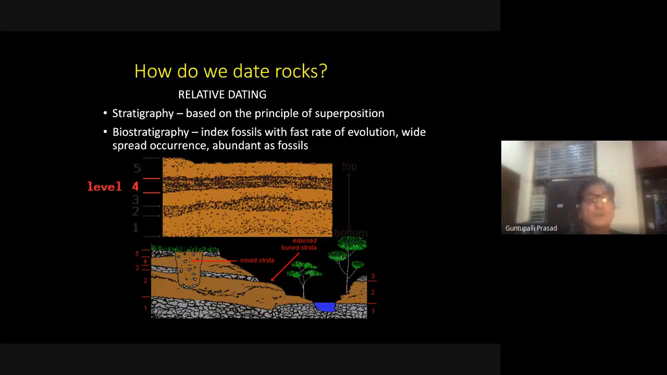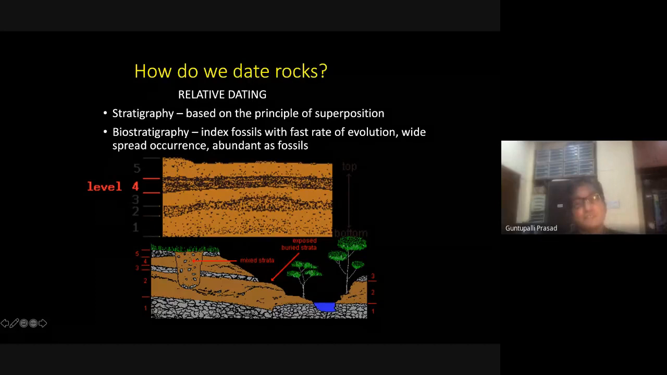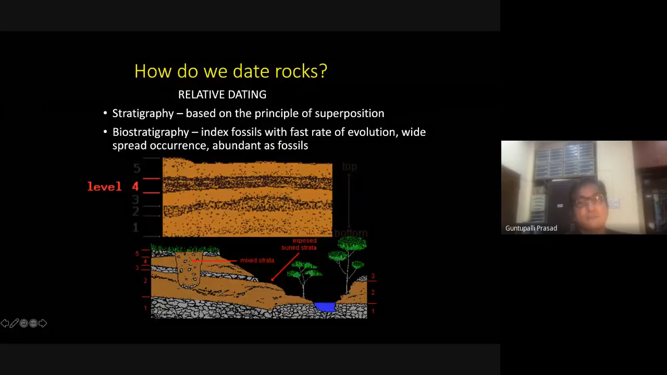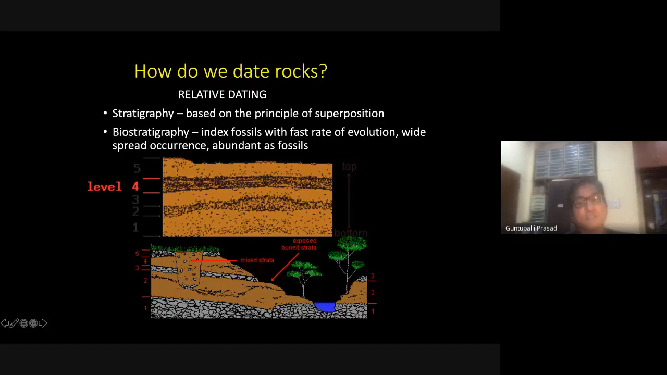So how do we date rocks? Relative dating is one method which is mostly employed in paleontology, where in stratigraphy we know there is a law known as the principle of superposition, proposed by Nicholas Steno. It says that when sediments get deposited in an aquatic body, they are deposited layer by layer. So you can see one layer here, the second layer, third layer, fourth layer and fifth layer. When they get deposited in this manner, the oldest rock will always be at the bottom and the youngest rock will be at the top.